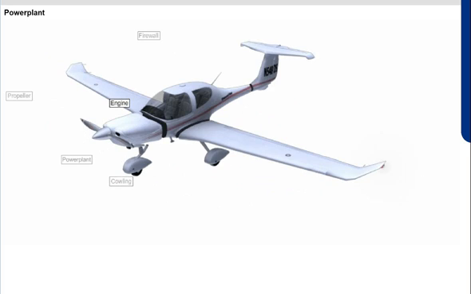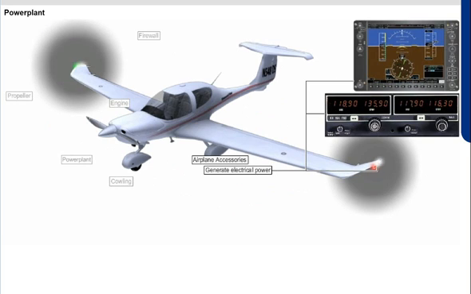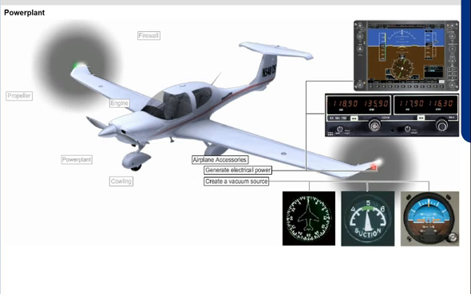The engine supplies the power that turns the propeller. The airplane accessories mounted on or connected to the engine generate electrical power to operate lights, instruments, and communication equipment, create a vacuum source for some flight instruments, and provide a source of heat for the pilot and passengers and for defrosting the windshield.